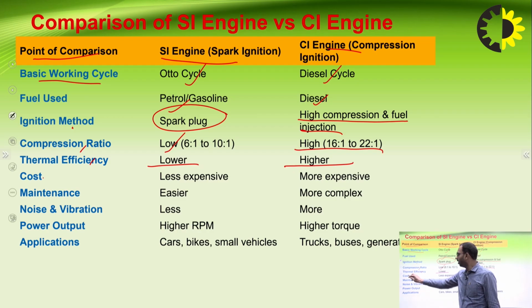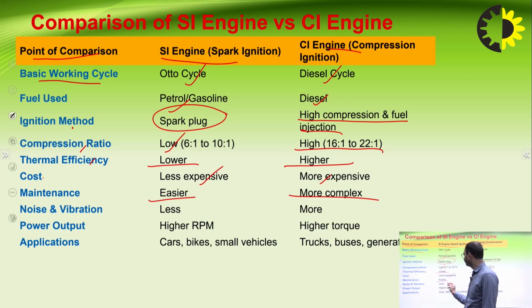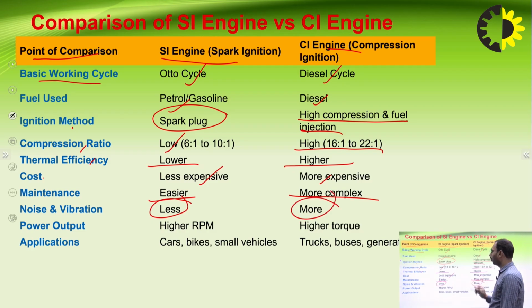Based on cost, SI engines are less expensive, whereas CI engines are more expensive. According to maintenance, the maintenance of SI engine is easier, whereas maintenance of CI engine is more complex. Then according to noise and vibration, SI engine produces less noise and vibration, whereas CI engine produces more noise and vibrations.